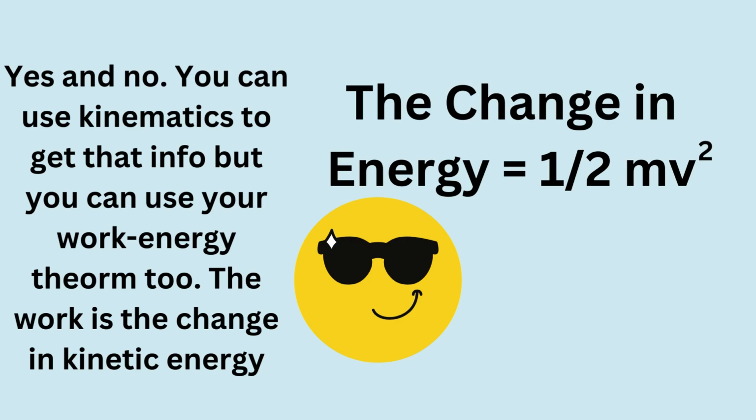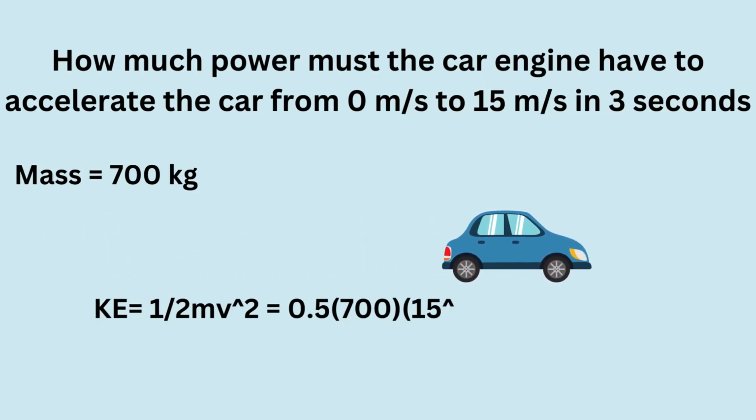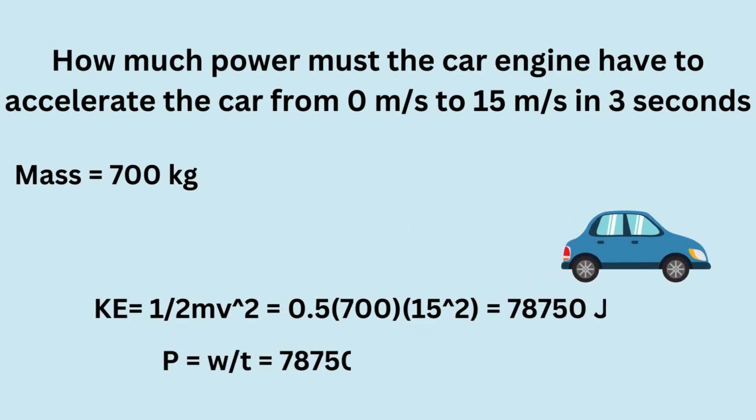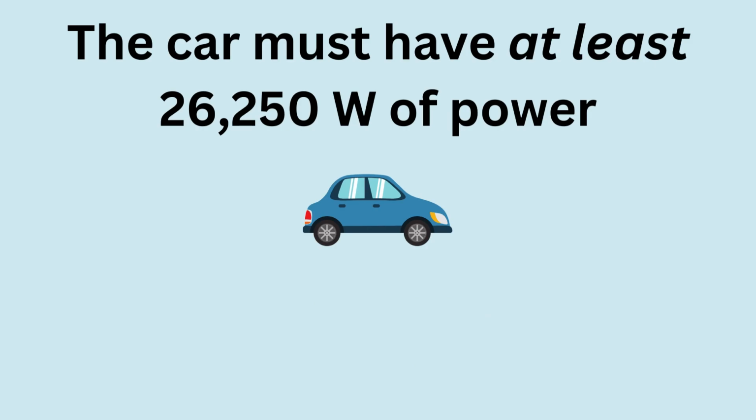Solving for kinetic energy, which is 1/2 the mass times the velocity squared, we get 0.5 times 700 times 15 squared, which is 78,750 joules. If we divide by the time of 3 seconds, we get 26,250 watts. Therefore, the car must have at least 26,250 watts to accelerate the car from 0 to 15 meters per second in 3 seconds.